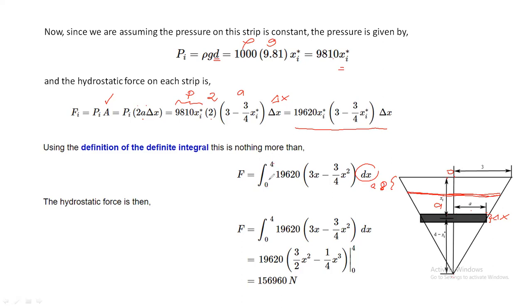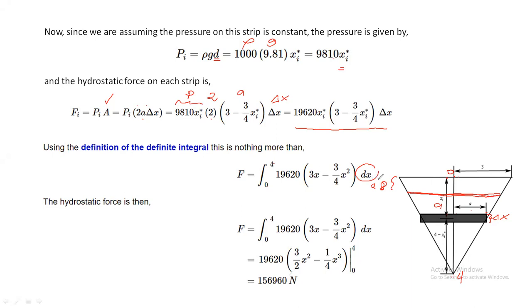That is why you have your limits starting from 0, because your x here is 0, and it's positive x as we go down. So this is 4, that is 0, that is why you have until 4. The rest, of course, is just very simple math, because all you have to do is multiply and use the power rule. In this case, for this entire triangular plate, the hydrostatic force is 156,960 Newton or 156.96 kilo Newton.